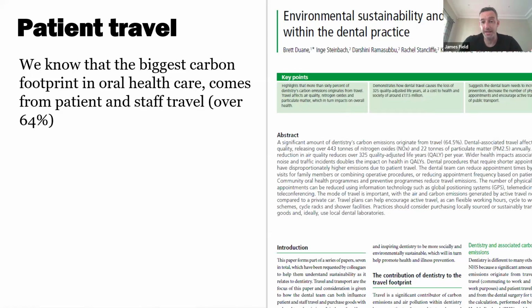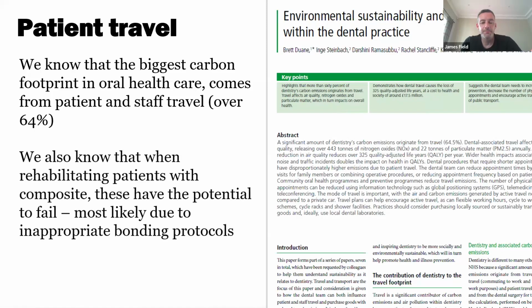So over 64% of that carbon footprint. And that's really, really important to recognize, because anything that we can do that reduces the amount of times that patients travel to us will significantly reduce our carbon footprint.